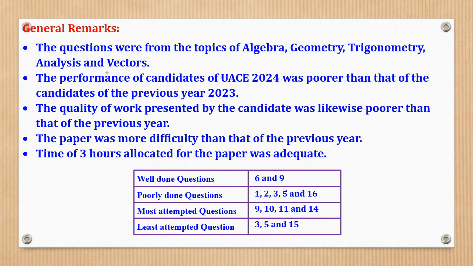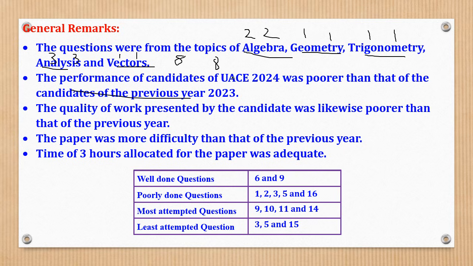So general remarks, the questions were from topics of algebra, geometry, trigonometry, analysis, and vectors. So these are the parts where the questions come from. Algebra, there will be 2 section A and 2 section B. Geometry, there will be one section A, one section B. Trigonometry, one section A, one section B. Analysis, 3 section A, 3 section B. Vectors, 1 section A, 1 section B. So in total there will be 8 section A and 8 section B.